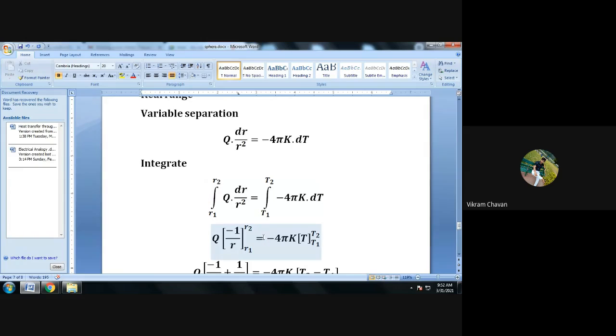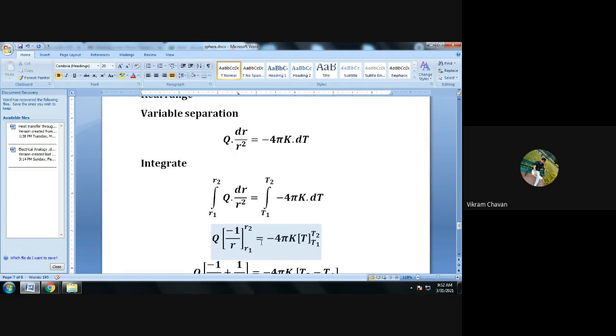So we get the equation as Q, and inside the square bracket minus 1 upon r, which is the integration of 1 upon r square, with the limits r1 as the lower limit and r2 as the higher limit, is equal to minus 4 pi K as it is, times the integration of dT, which is T, with lower limit T1 and higher limit T2.